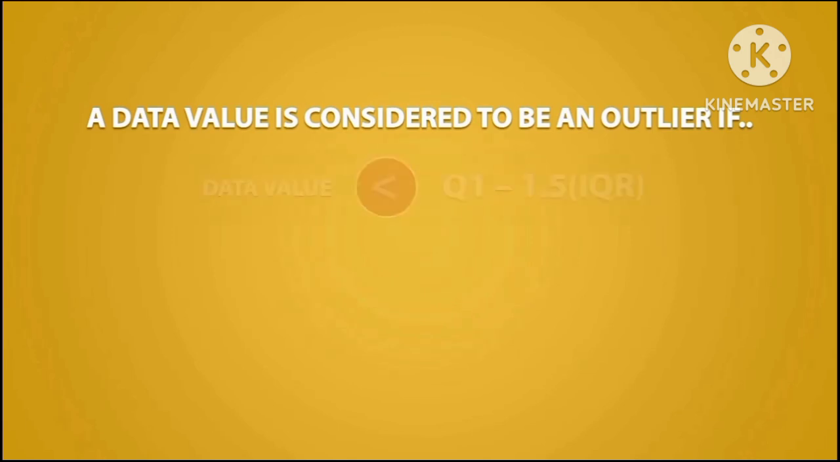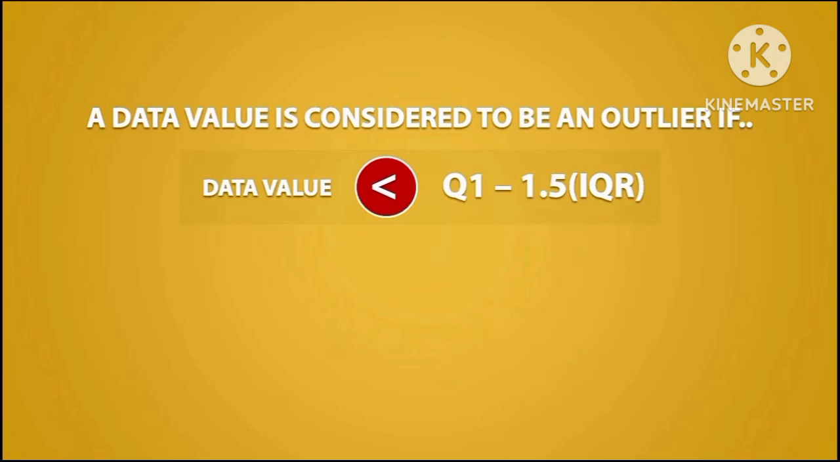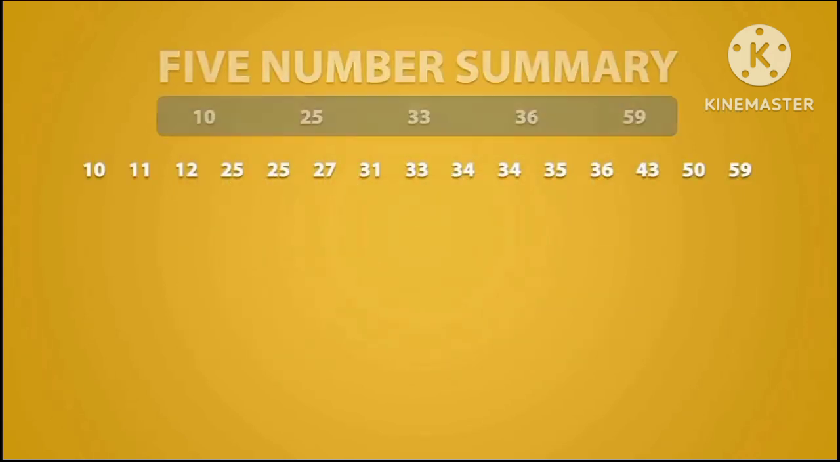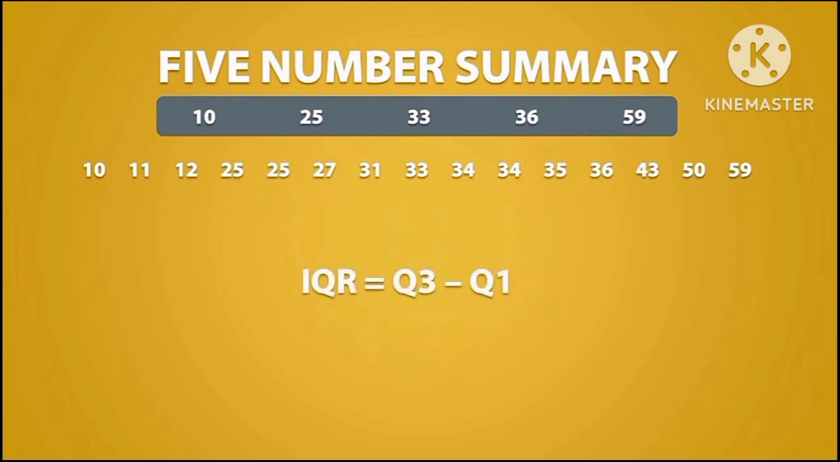So we said that a data value is considered to be an outlier if the data value is less than Q1 minus 1.5 times IQR, or the data value is greater than Q3 plus 1.5 times IQR. So if ma-remember natin yung dataset natin and we have calculated the 5 number summary to be 10, 25, 33, 36, and 59. To check for outliers, we first need to calculate the interquartile range. So we find that Q3 is equal to 36 and Q1 is 25. We simplify this, we can get an answer of 11.